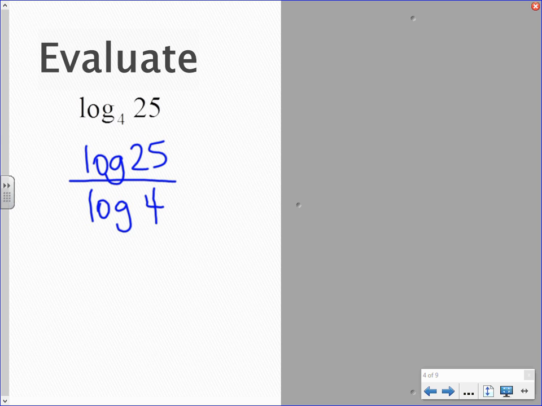And what do we get? Give me 3 decimal places. Are you getting that? No? You've got to close your parentheses. Log 25 divided by log 4. Anytime you press the log button, it's going to open a parentheses. Make sure you close it before you press the division sign. All right, you get it that time? Perfect.